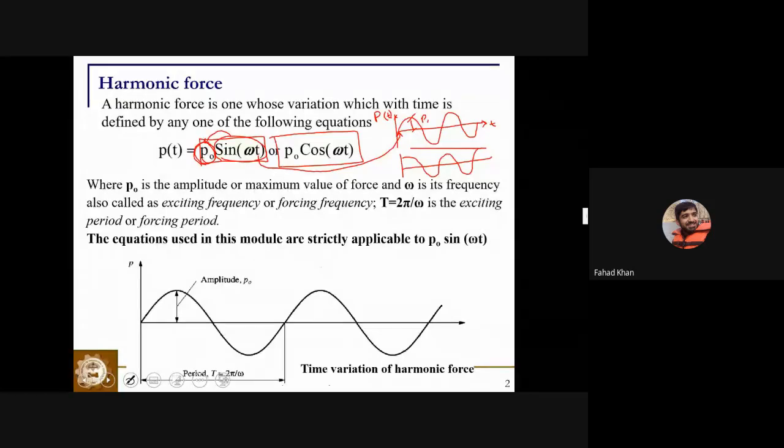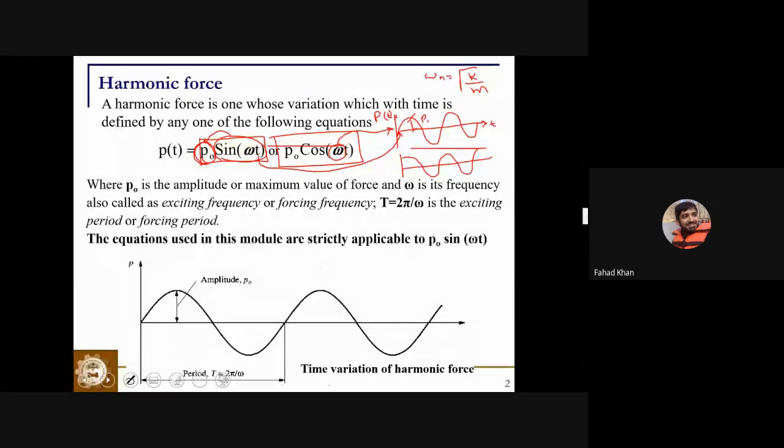Now you will see another omega term here. This omega is basically the frequency of the force. It is different than omega n. Omega n was equal to the square root of k divided by m, whereas this omega, which doesn't have any subscript n with it, describes the variation of loading with respect to time.